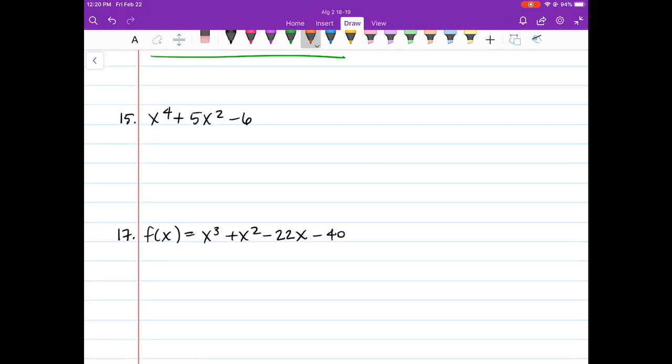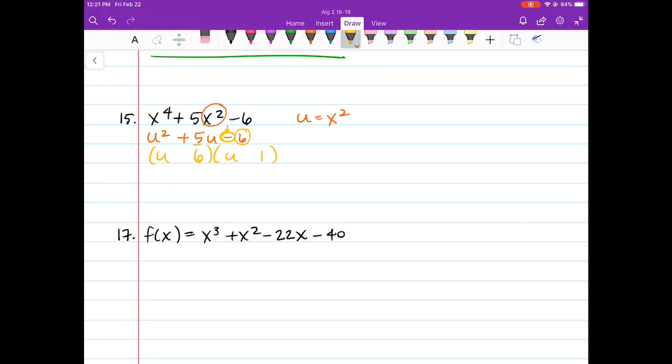In number 15, we have a quadratic like polynomial. So we are going to solve this one, factor it using u substitution. So we always let u be equal to our variable to whatever degree is in our middle term. So u is going to be x squared in this case. So I can rewrite this first guy as u squared plus 5u minus 6. From here, when we set up our parentheses, we want u and u. We need two numbers that multiply to give me 6 and subtract to give me 5. That's going to be 6 and 1.